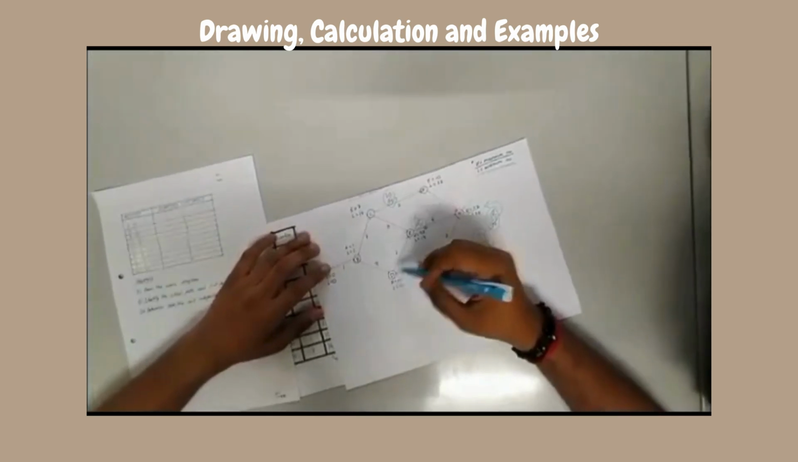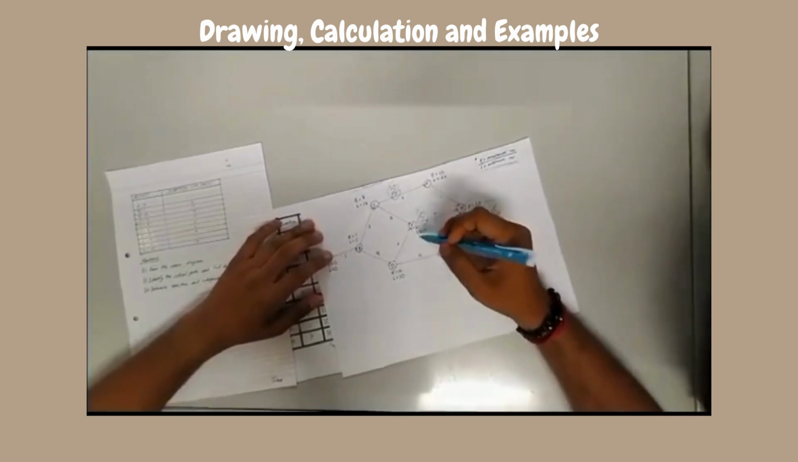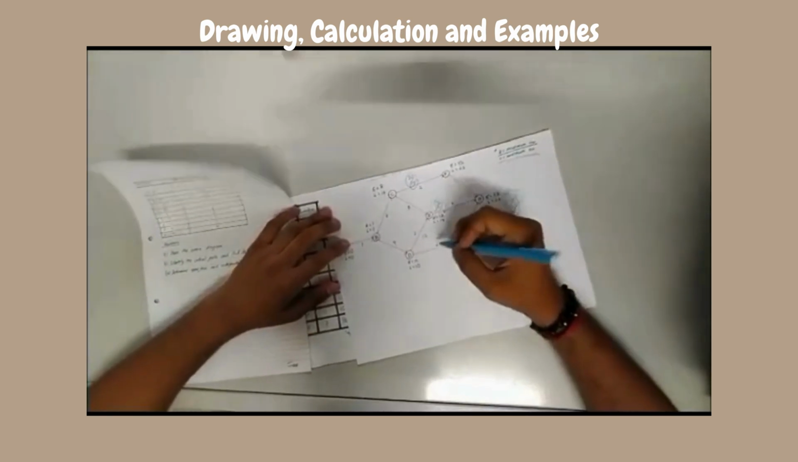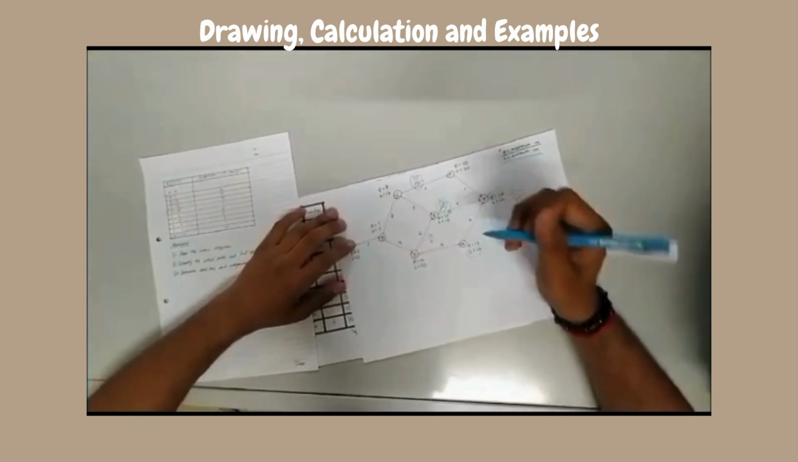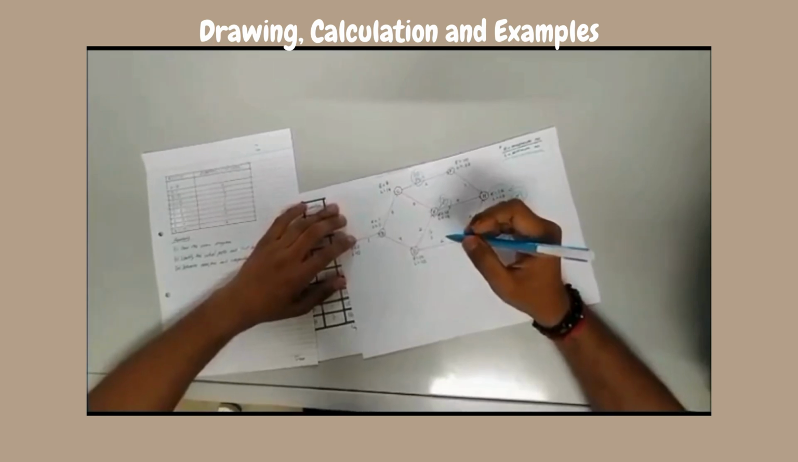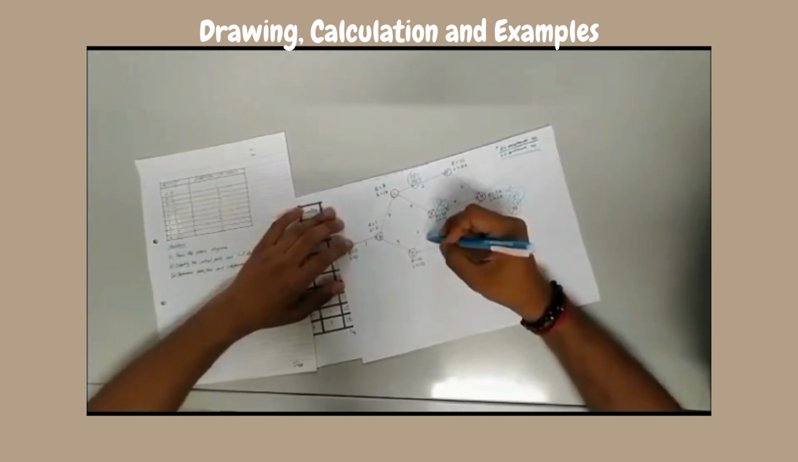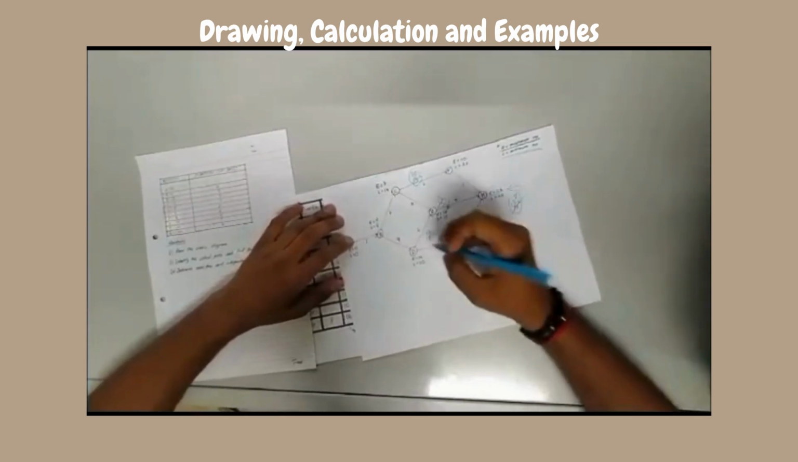Now for activity D, E to D, 19 minus 2 is 17, and G to D, 16 minus 6 is 10. Therefore the minimum value for activity D is 10.